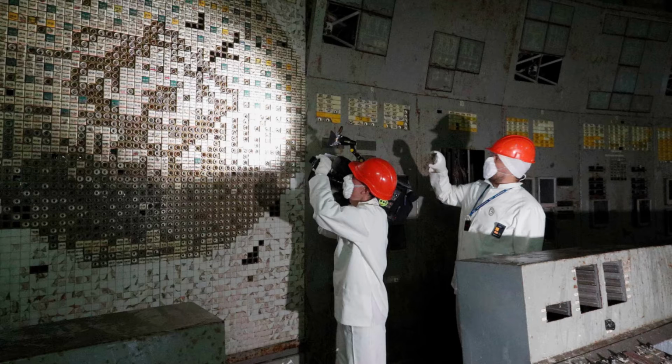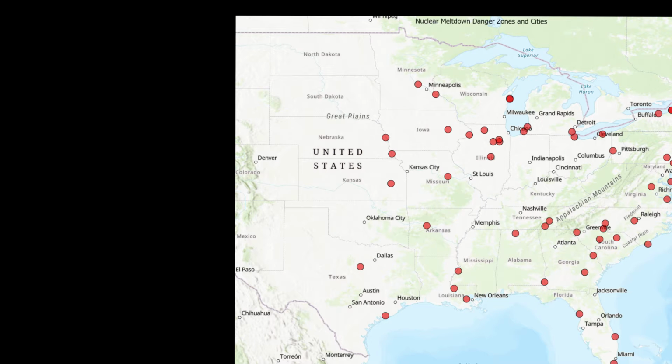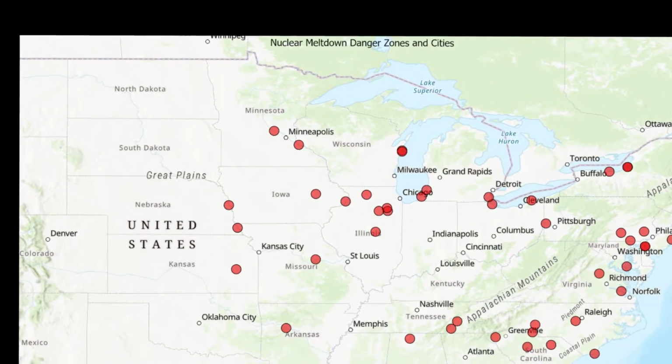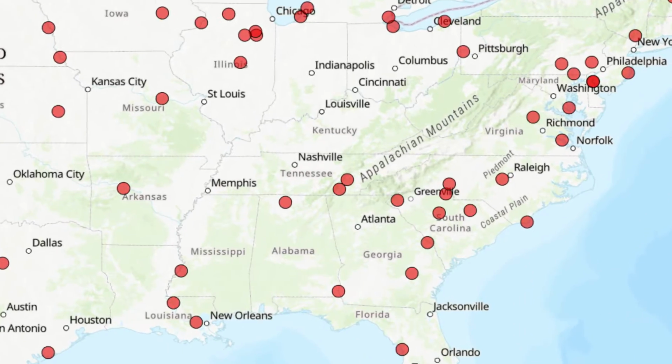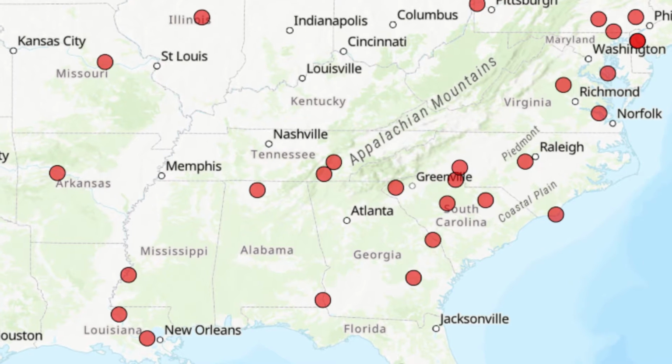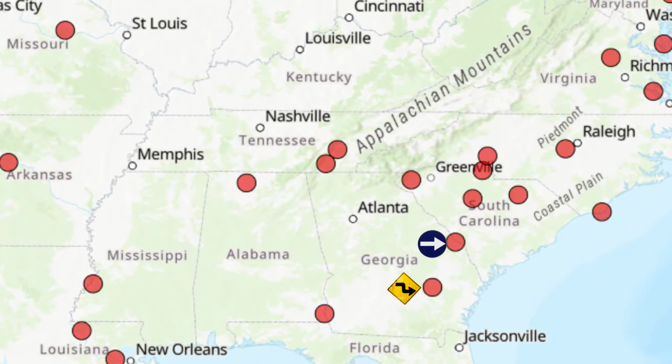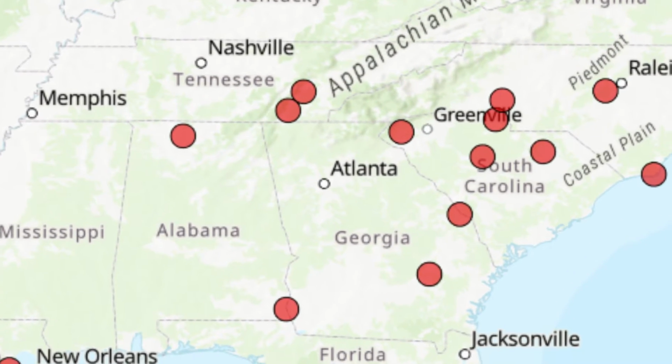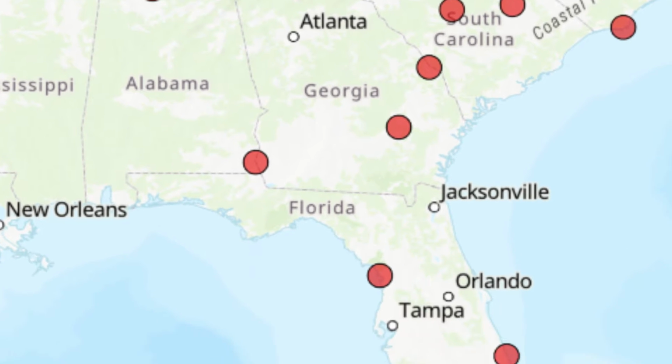With the data inserted into Arc, this is what my map looked like with all the reactors mapped. So as you can see, most of the reactors are in the east, with the west only having a handful. In Georgia, we have 2 reactors, so in case of a meltdown, we would be one of the least affected states in the east.